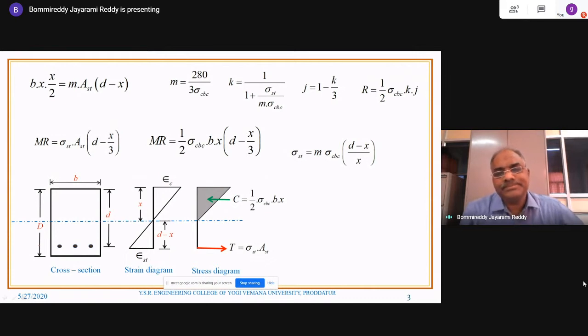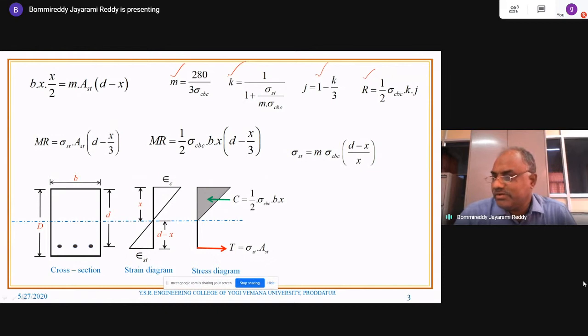If it is a balanced section, the various constants are important, and already in the last class we have derived all the constants. You know that m is modular ratio and k is neutral axis constant, x is equal to kd. In that, k equal to 1 by 1 plus sigma st by m sigma cbc. So neutral axis constant, and j lever arm constant, z is equal to jd. So j is called lever arm constant, and r is moment of resistance constant.